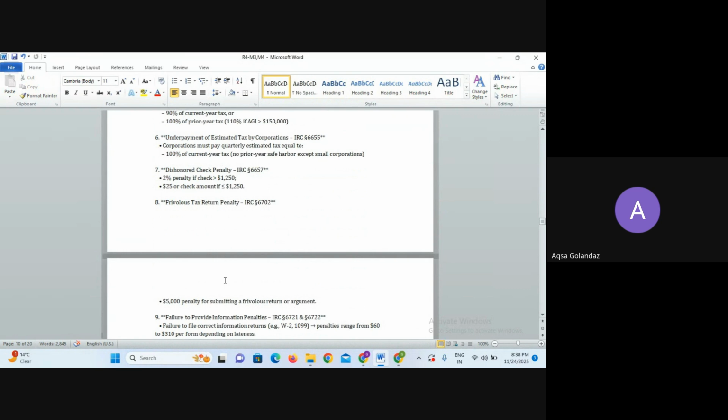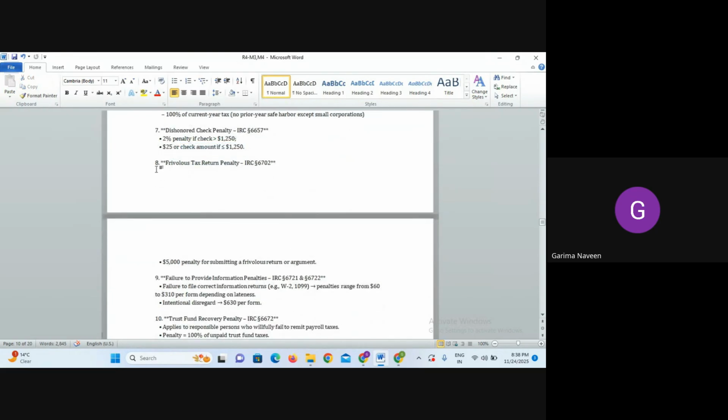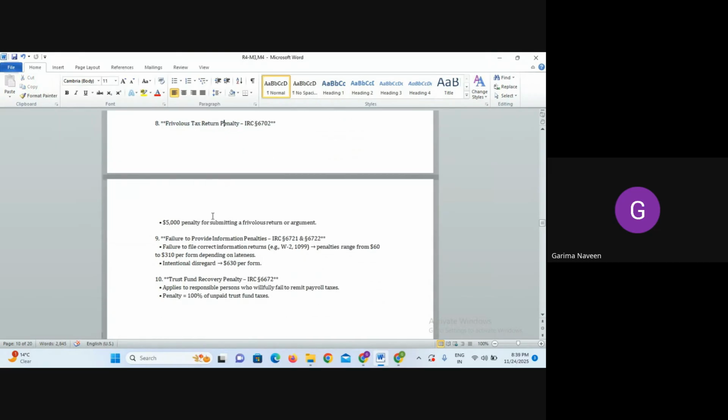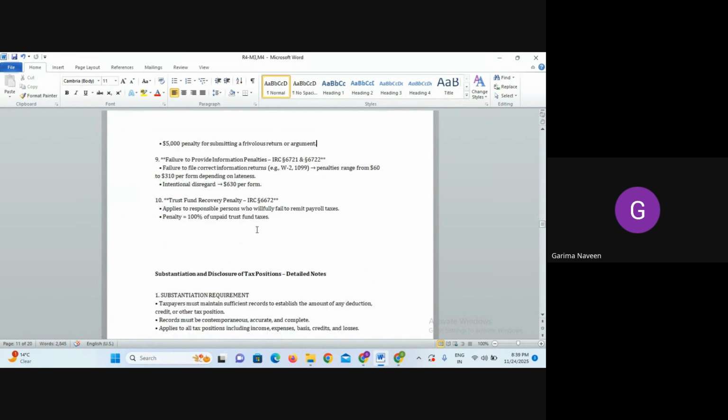Okay. So next is dishonored check penalty. This is the penalty for a dishonored check. It is a 2% penalty if the check is greater than the amount of $1,250, or $25 is the penalty if the amount is less than $1,250. Next is frivolous tax return penalty. If you have a frivolous position in your tax return, then you are subject to a penalty of $5,000.